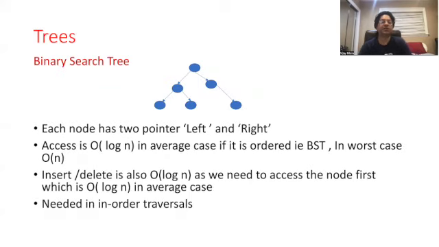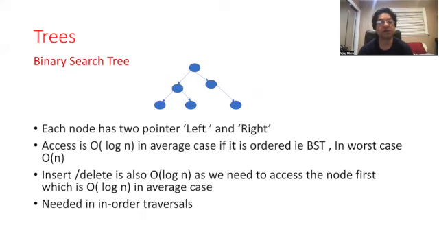Trees. Trees are very important data structures. They are not exactly like a linked list, but the implementation is the same in the sense that every node has the value and the next pointer, and likewise every tree node can have two children. In the binary tree, it can have two nodes, left and right, and access is order of log n in the average case if it is ordered as a binary search tree.